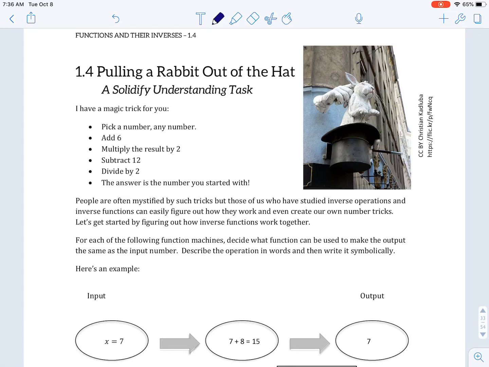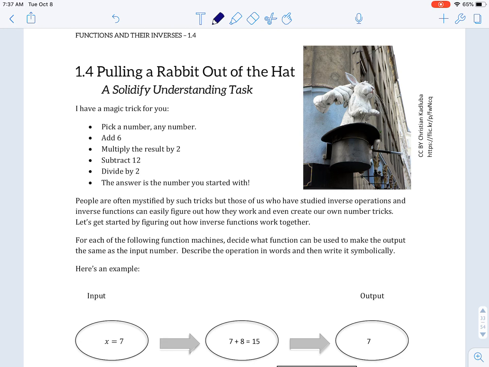Okay, 1.4, pulling a rabbit out of a hat. I have a magic trick for you. Pick a number, any number, add 6, then multiply the result by 2, subtract 12, divide by 2. The answer is the number that you started with.